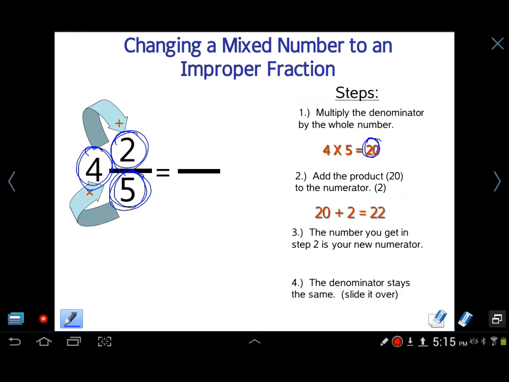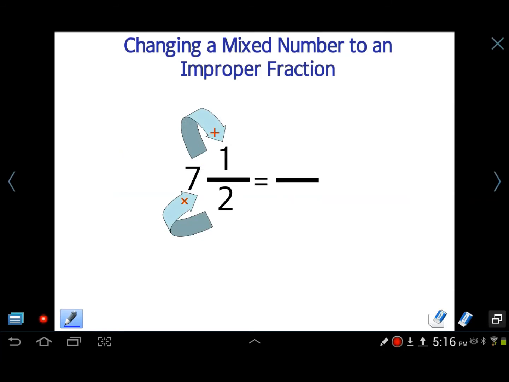Then the number you get in step 2 is your new numerator, and the denominator stays the same. So our answer is 22 fifths. And there you have it, 22 fifths. That's what 4 2/5 looks like as an improper fraction. Let's go through some others here. So let's do this one. 2 times 7 is 14.